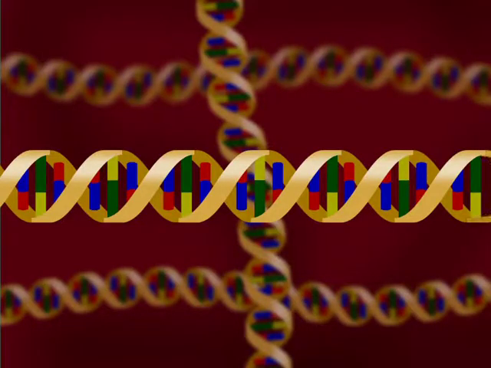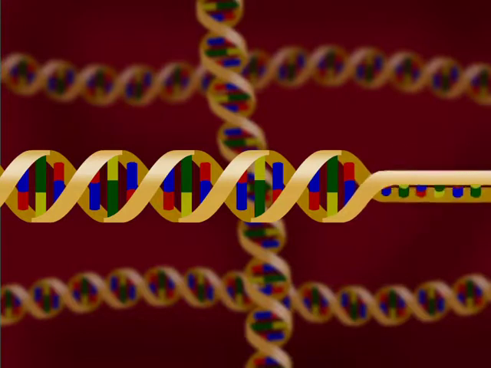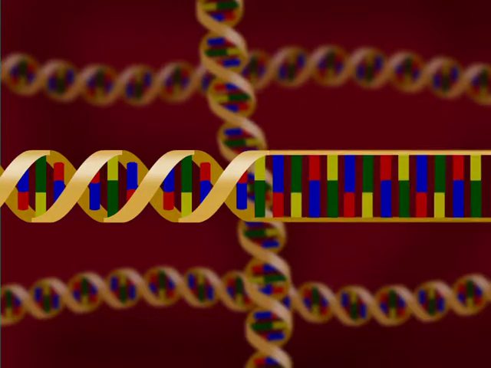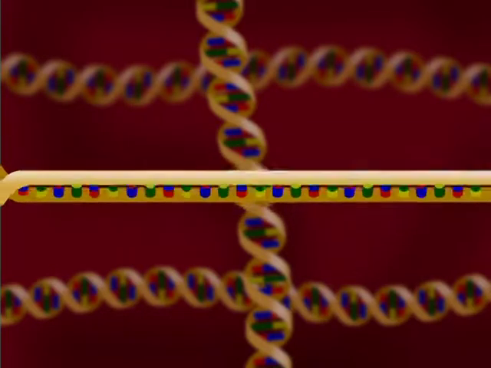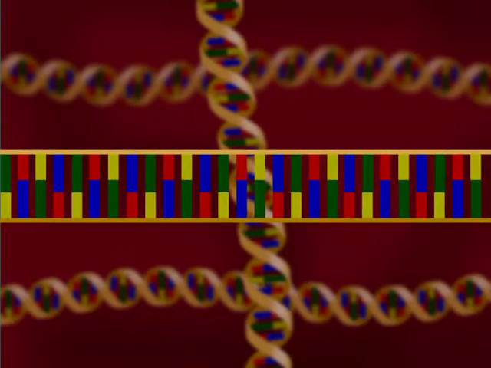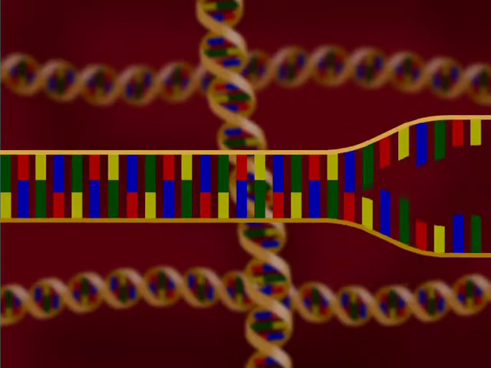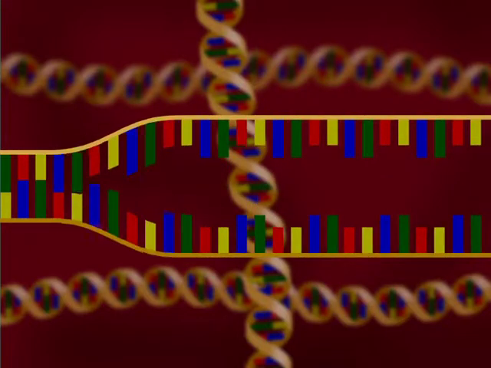DNA replicates during interphase before the cell divides. The DNA molecule unwinds and hydrogen bonds between the nitrogenous bases break so that it unzips. Helicase enzymes catalyze this. This leaves unpaired and exposed nucleotide bases.